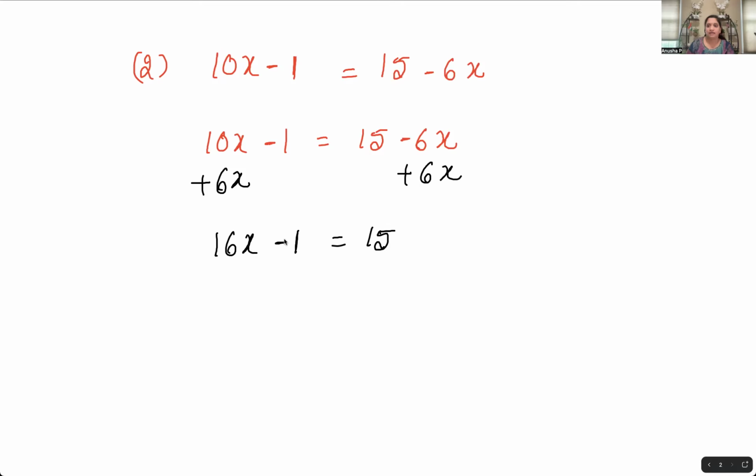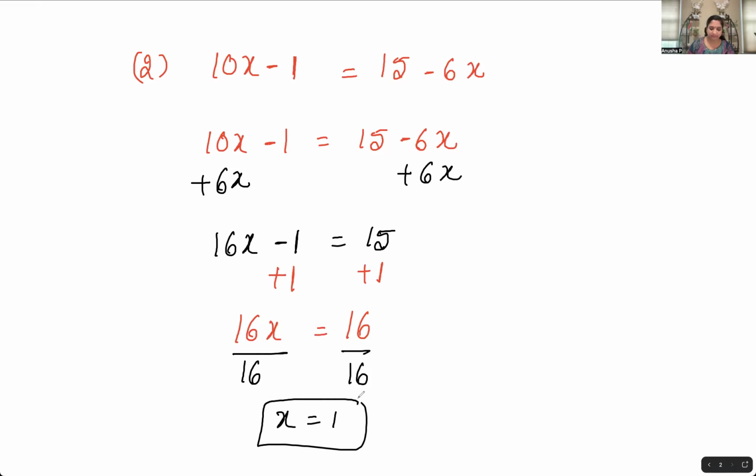We don't want minus 1. The reverse operation for minus is plus 1 on both the sides. So 16x is equal to 15 plus 1 is 16. 16 times x equal to 16. The reverse operation for multiplication is division. We are dividing by 16 on both the sides. So x is equal to 1. Okay.